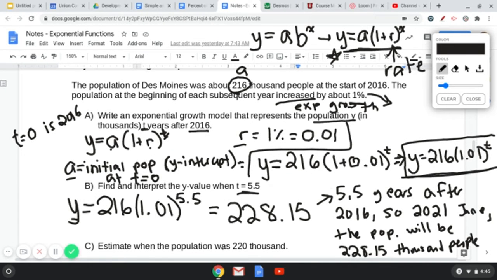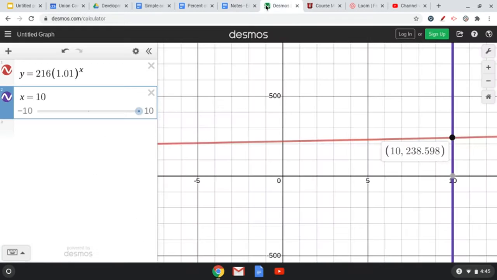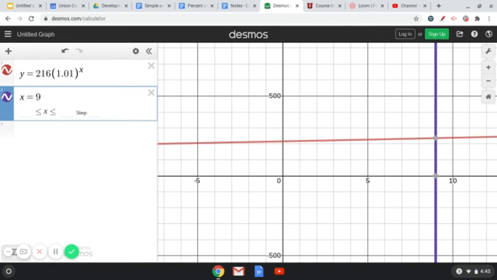Let's estimate when the population was 220,000. Let's use the graph for this. So 220,000. We passed it here. What about when x is 9? Our population was 236,000. What about when x was 5? Population was 227,000. So it's going to be less than 5. We need to go down more.